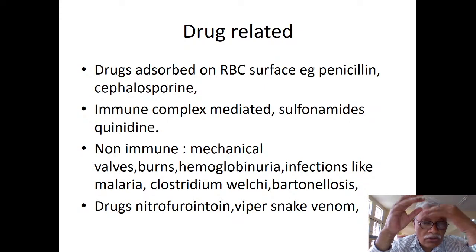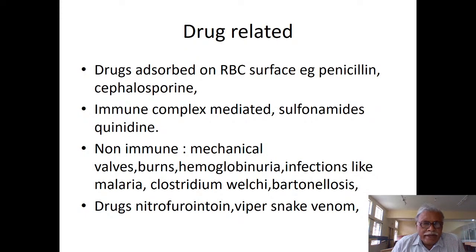Then you have non-immune mechanical causes, like mechanical valves, for example a rheumatic heart disease patient who has undergone valve replacement surgery, like mitral valve, aortic, pulmonary, tricuspid, etc. These can also damage the RBCs because they come in touch with the prosthetic valve.